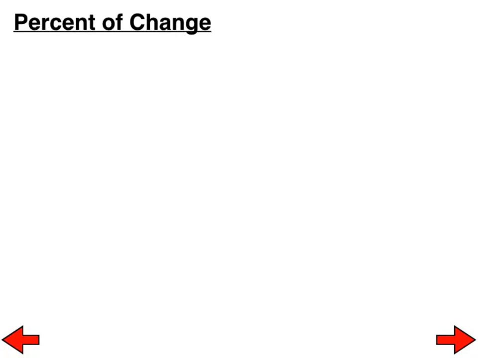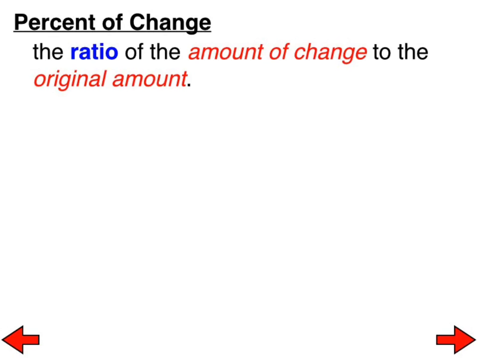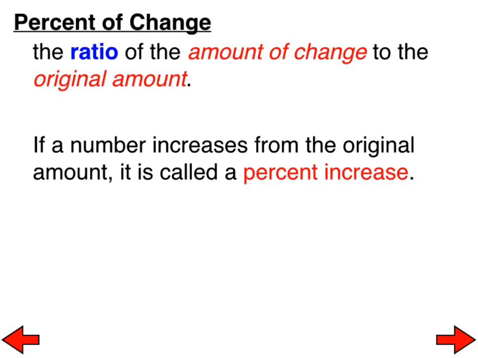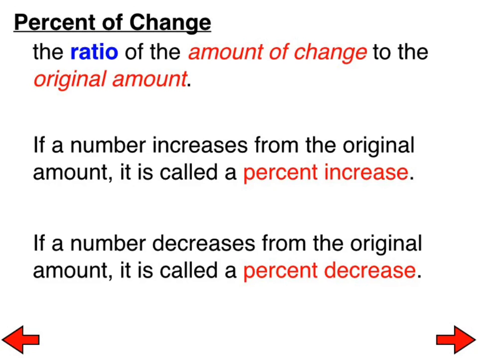So we've got some things we need to fill in our notes right below where you filled in your objectives. Percent of change is the ratio, which we've now seen that word ratio many, many times this year. But the percent of change is the ratio of the amount of change to the original amount. If a number increases from the original amount, it is called percent increase. Got some more things you need to fill in right there. And if a number decreases from the original amount, it is called percent decrease.